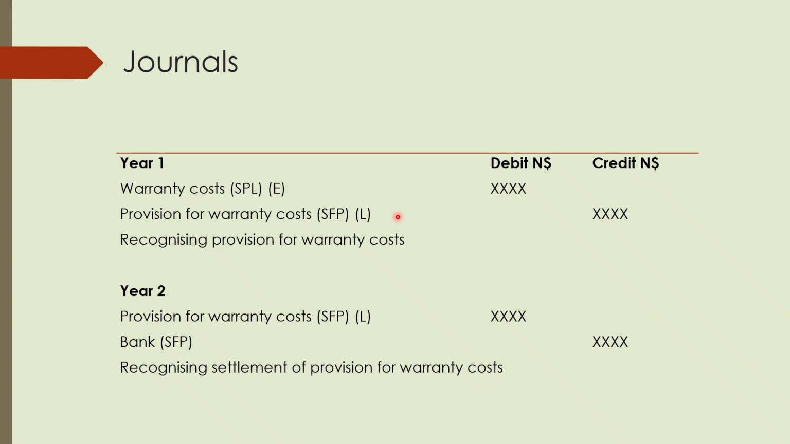In year 2, the accountant will debit the provision for warranty costs and credit the bank account on settlement. Therefore, in year 2, our statement of profit or loss is not affected.